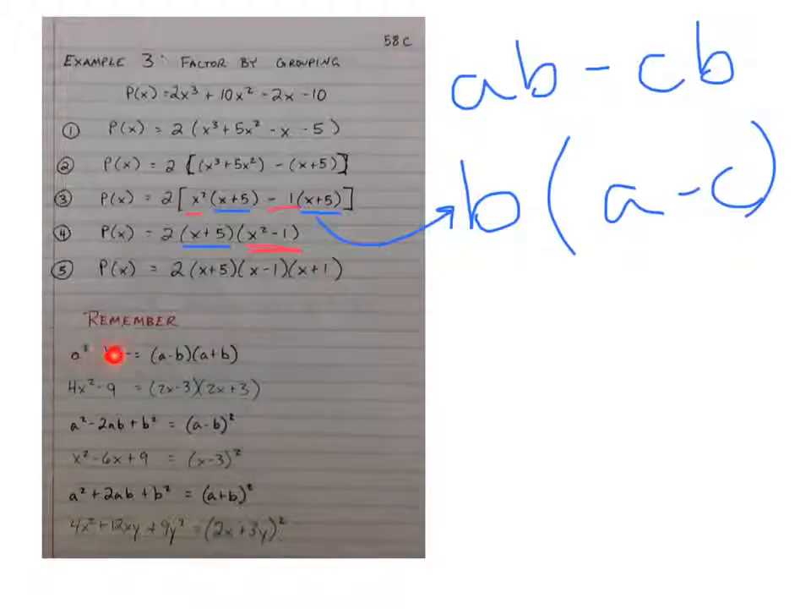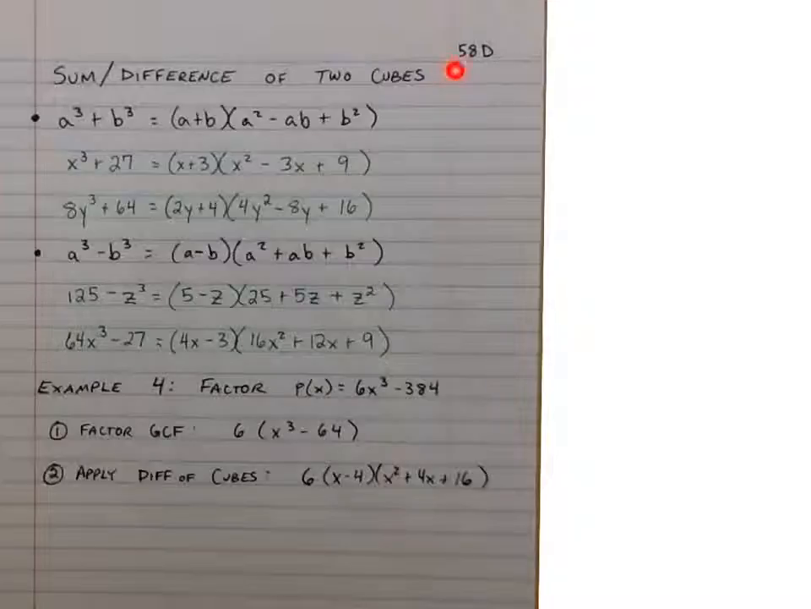So I've written down the 3 common factoring scenarios that you'll see here when you do factoring by grouping. We have the difference of squares, and then we have the 2 perfect square trinomials. And we'll finish our notes on page 58D.